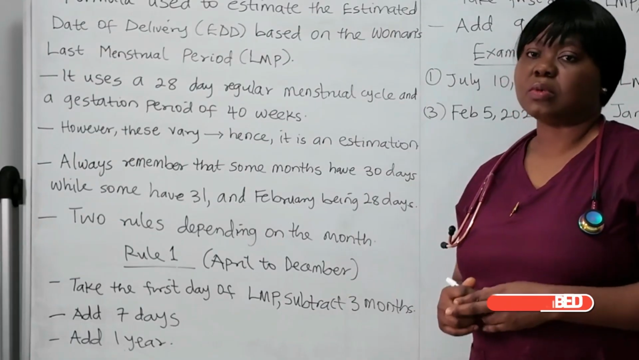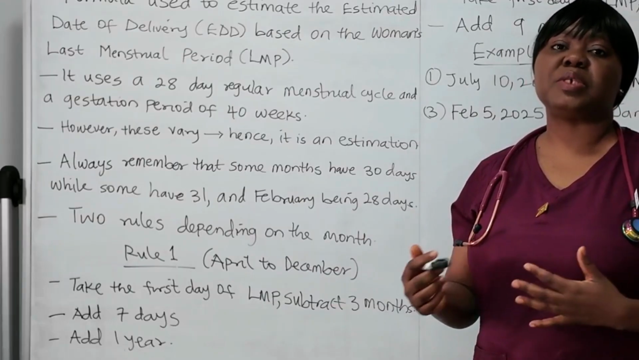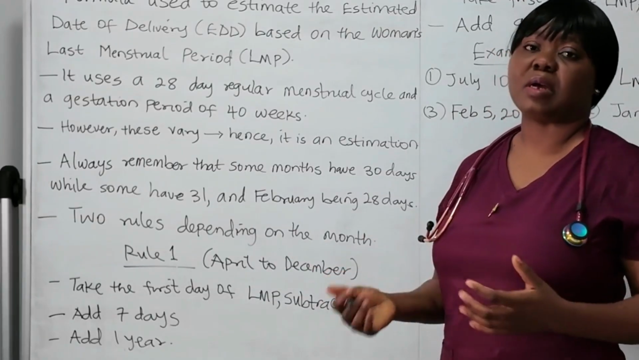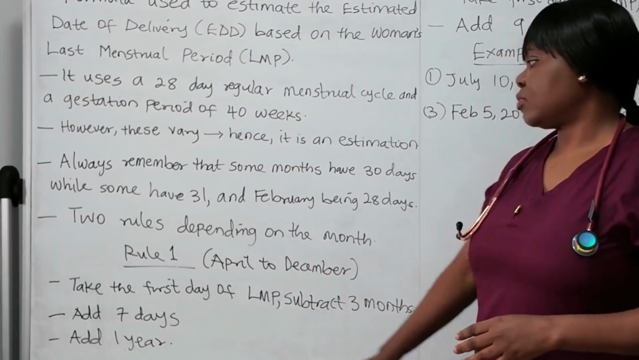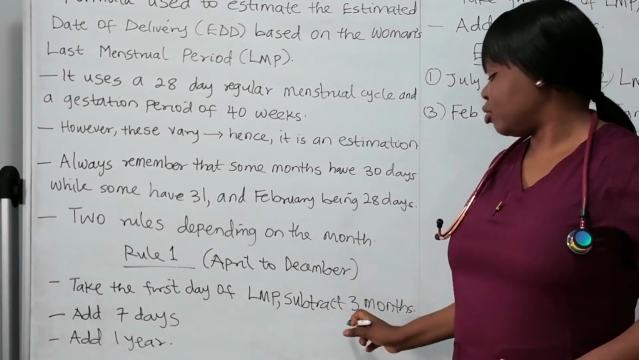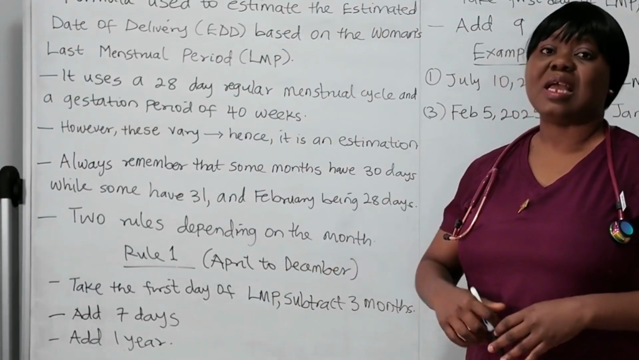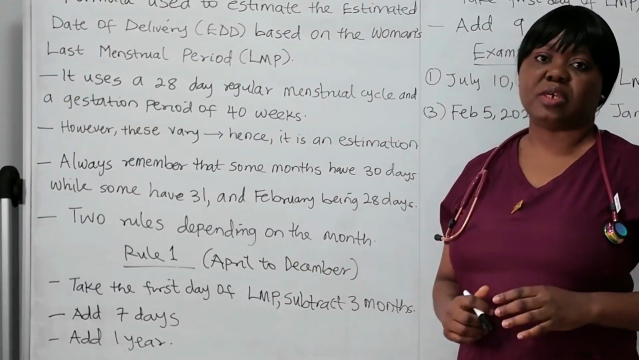Now let's look at the rule. For the first rule, this one is helpful for a woman whose LMP is between April to December. Now the rule is this: you take the first day of that last menstrual period, you subtract 3 months from it and add 7 days, and then you add 1 year.